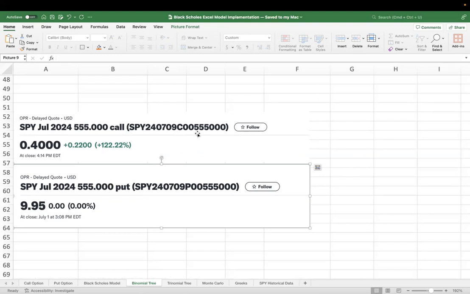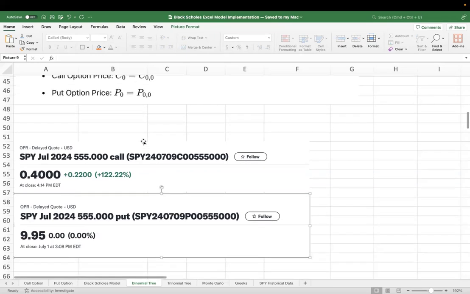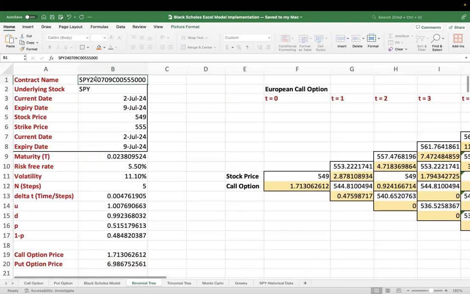Now you might be thinking why there is such a big name, but I'll tell you. Just the contract name will actually give you a lot of information. So just remember this: SPY 240709C00 55500. So this is our contract name. Just to let you all know, I have taken this contract from Yahoo Finance. Okay. So the contract name is this.